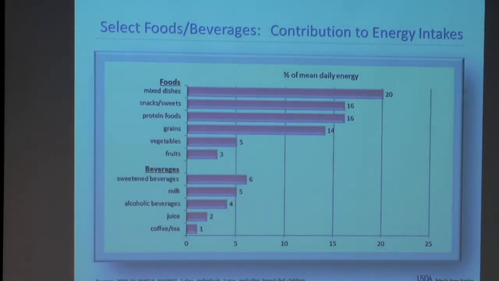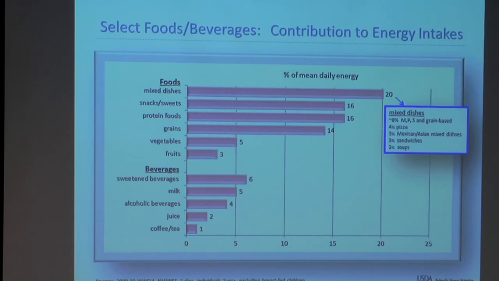This is the same presentation in terms of the graphic, but this looks at these same categories of food and the percent of mean daily calories or energy that are coming from these foods. So you can see mixed dishes, which are things that include a protein and a starch or a carbohydrate, etc., account for 20% of our calories. Snacks and sweets are the second contributor of calories, along with protein foods, accounting for 16%.